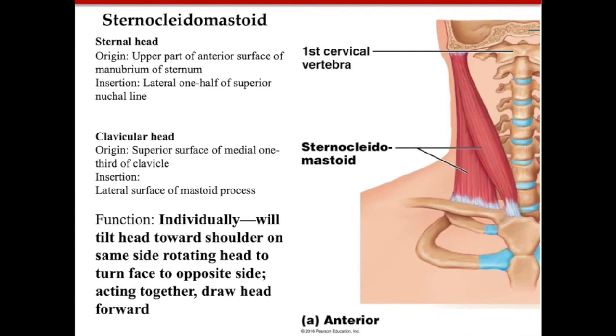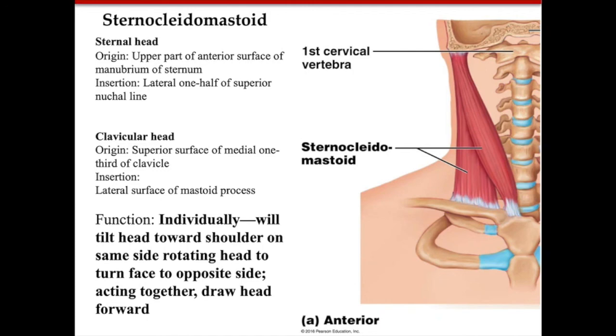The movement allowed by this muscle is somewhat like many others. Individually, one on its own, this muscle is able to tilt the head toward the shoulder. Okay, so by rotating the head to turn the face to the opposite side. Okay, so you're tilting the head towards the shoulder on the same side. If you use them together, they can draw the head forward.